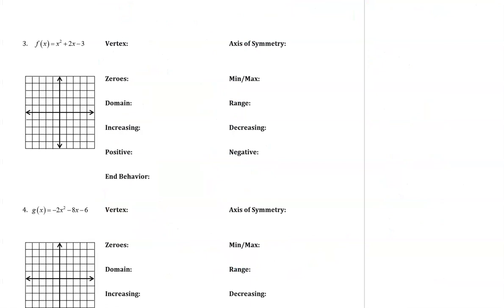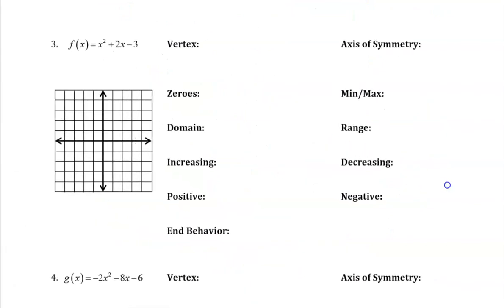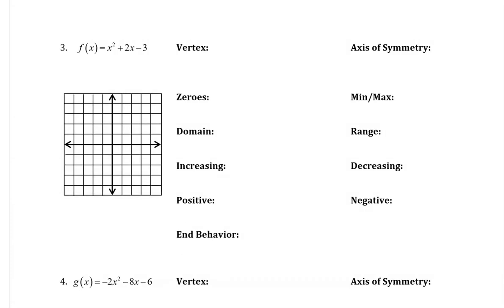Next page. More examples. f of x equals x squared plus 2x minus 3. Well, you can find your axis of symmetry by doing negative b over 2a. But since this is the chapter on the intercept form or the factored form, let's go ahead and factor our equation first. So this will be x plus 3 times x minus 1, which gives us our zeros at negative 3, comma, positive 1.